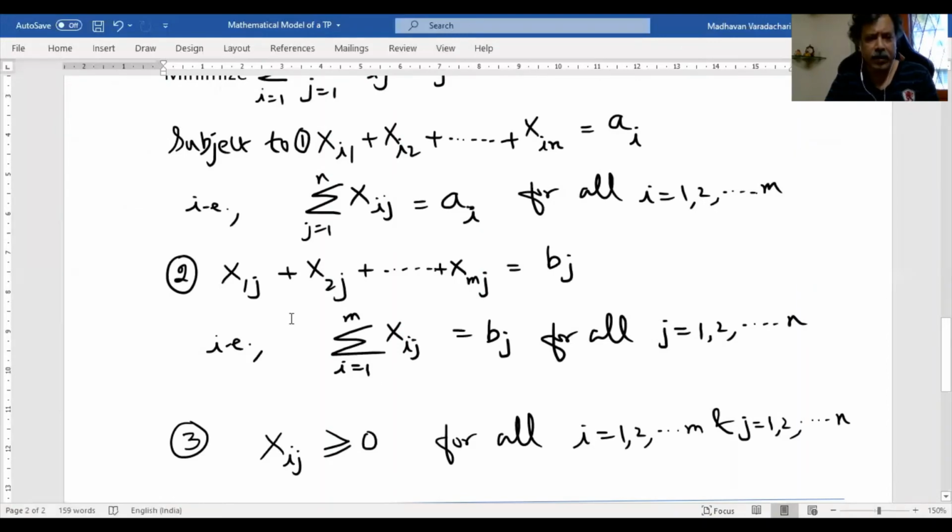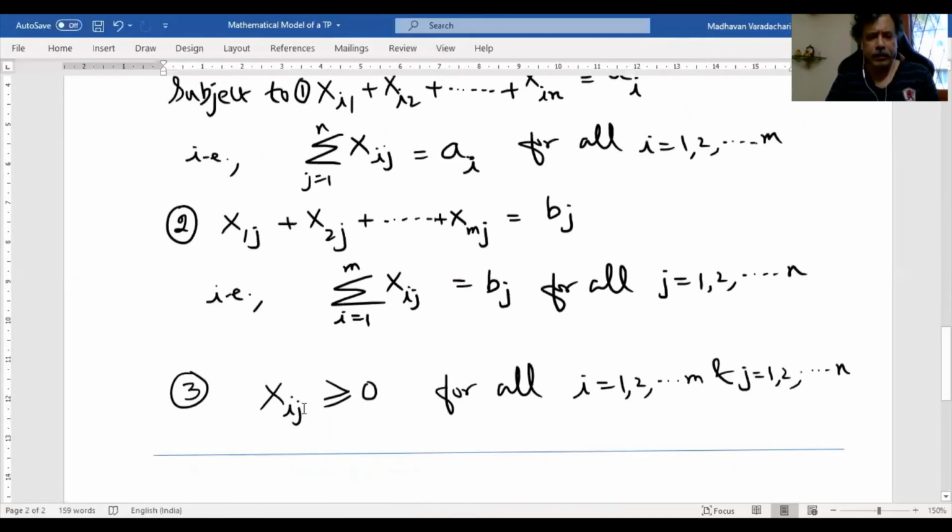Or I can simply write, if I look into it, the first suffix is varying and the second suffix is constant. So I write simply as Xij, where i is varying from 1 to m, and that should match with bj. So that is another condition. Then another thing, we know that all the allocations should be non-negative, because those are all quantities. They cannot take any negative value, and should be greater than or equal to 0.